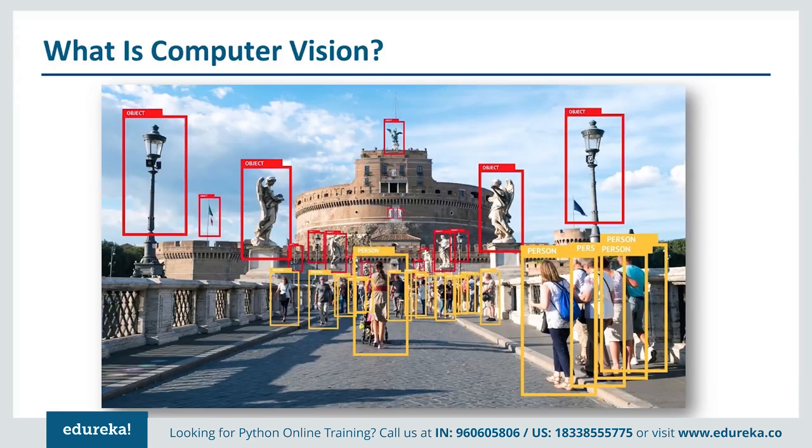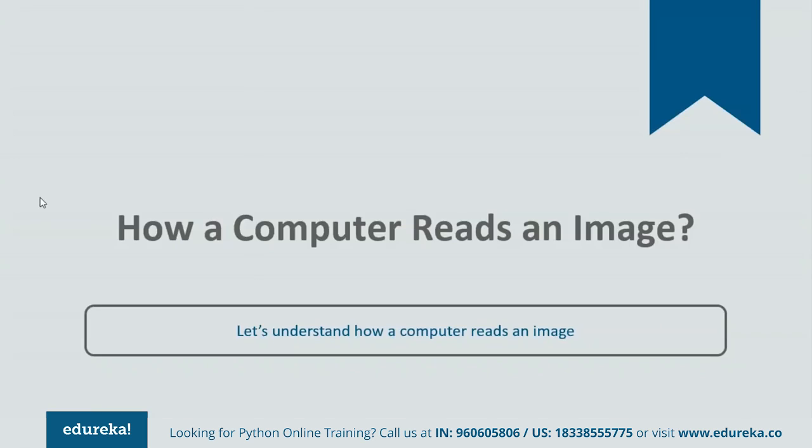So computer vision is an interdisciplinary field that deals with how computers can be made to gain high level understanding from digital images or videos. So the idea is to automate tasks that the human visual systems can do. So a computer should be able to recognize that this is a face of a human being, this is what a lamppost looks like, this is basically a statue, so things like that. So let's move forward, guys, and we're going to see how a computer reads an image.